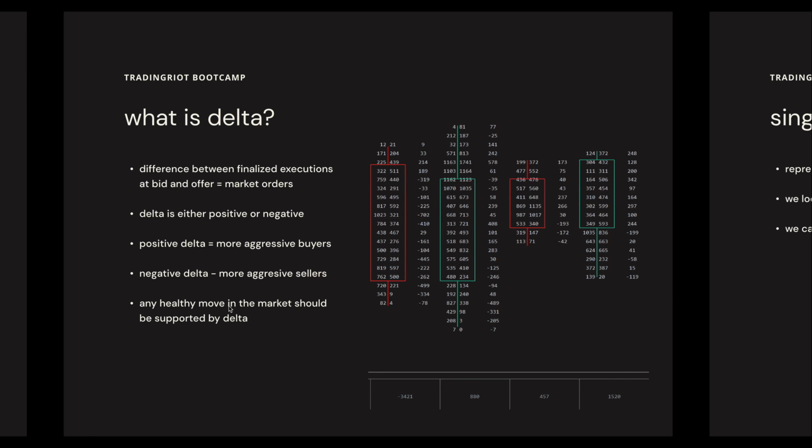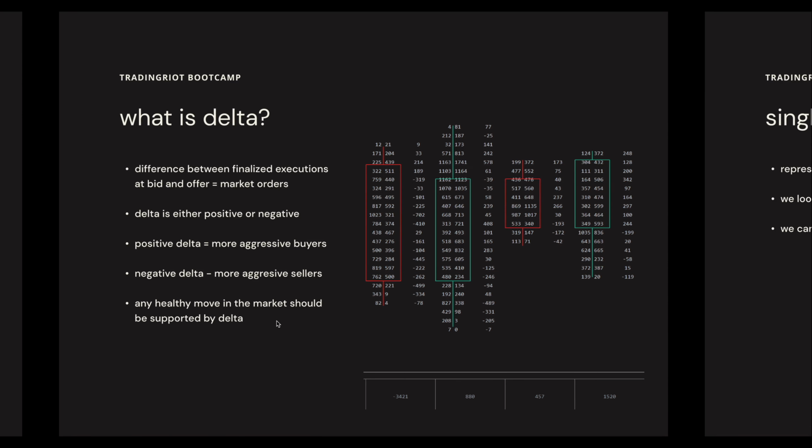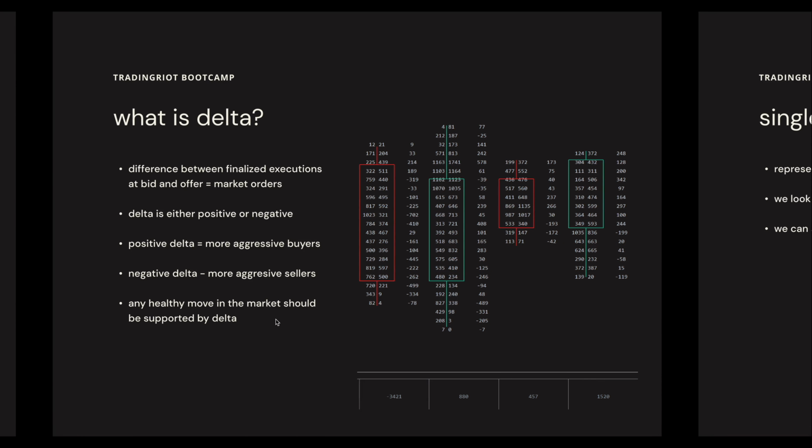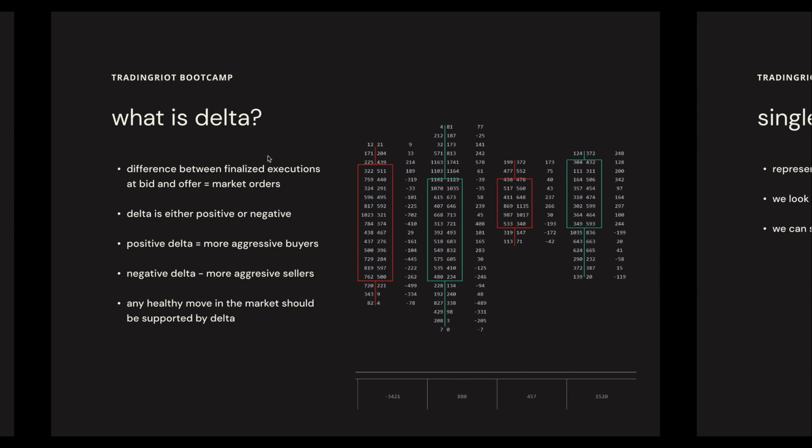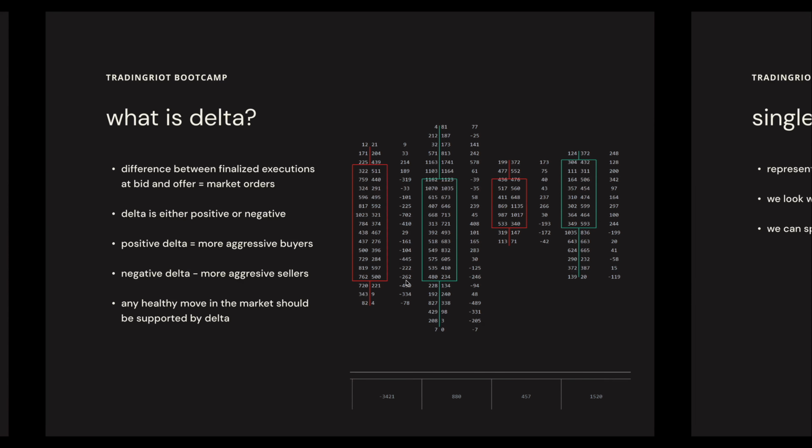In any healthy move in any market, delta should be supported. The price should be supported by delta. So what it means, if price goes up, you want to see the positive delta. If price goes down, you want to see the negative delta.